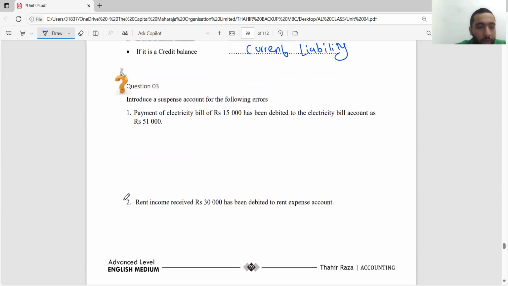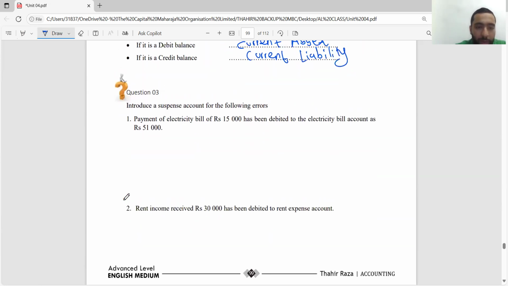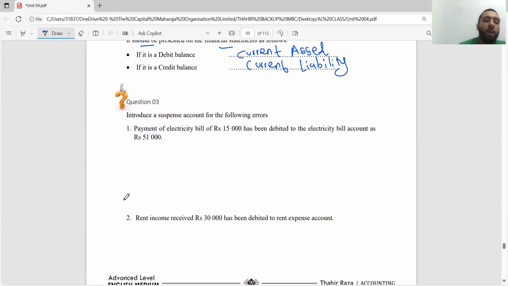Right. Okay. So let's quickly do this. Payment of electricity bill 15,000 has been debited to electricity bill account as 51,000. Okay. Now how much is the suspense account value?